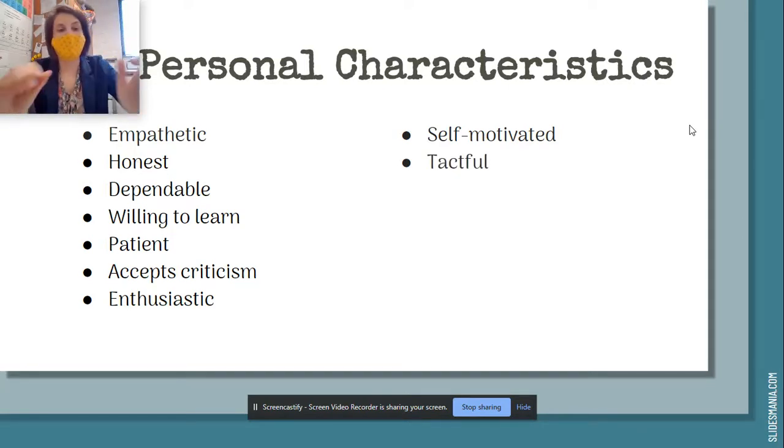Tactful. Okay. So tactful is one of those words that a lot of people don't know what this means. Being tactful says that what you say is appropriate and sensitive to others. It's saying the right thing at the right time. Okay. So let me give you some examples of somebody who is not tactful.